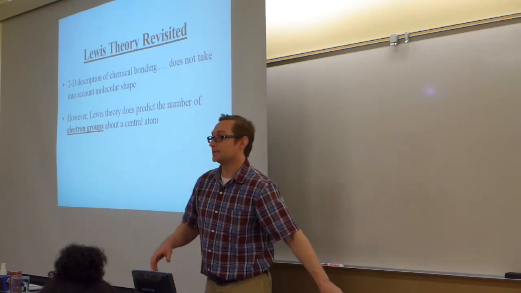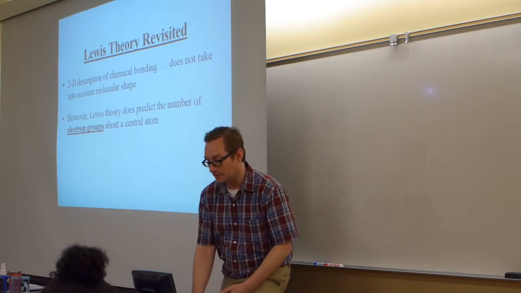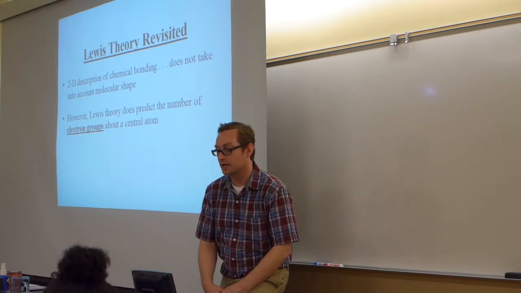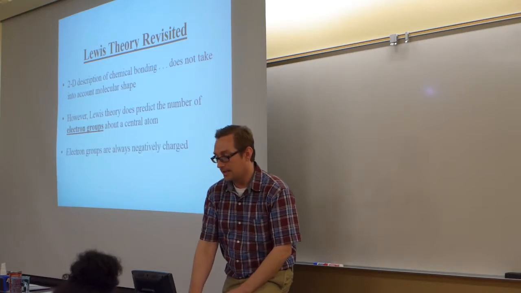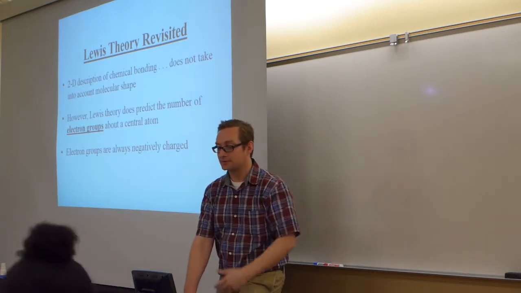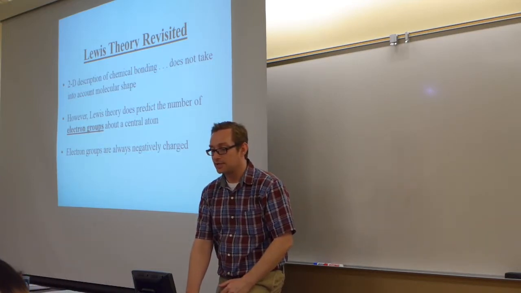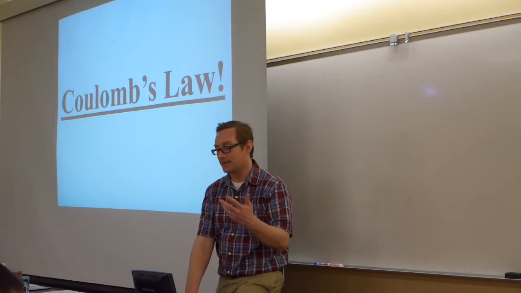However, Lewis theory does predict how many electron groups are around the central atom. Notice how I have the words electron groups underlined. An electron group refers to a bonded outer atom, or it also refers to a lone pair of electrons. So electron groups are always negatively charged, and this has to do with Coulomb's law and then the shape.